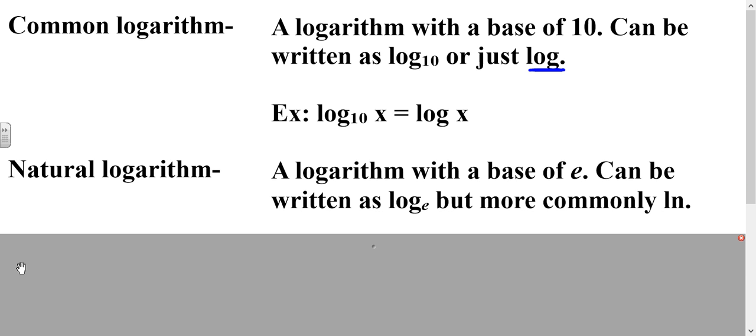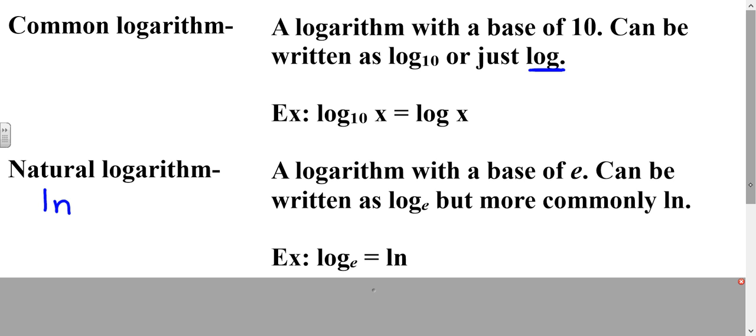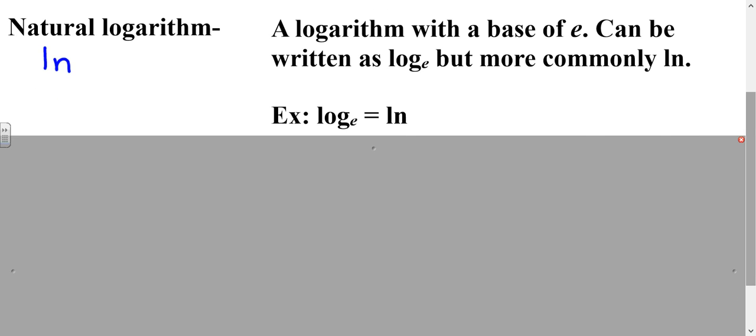Another kind of logarithm is called a natural logarithm, and that's written as ln, and you have that button on your calculator as well. And this is a logarithm that has a base of e, which is that Euler number that we've been working with. So if it has a base e, then it can be written as log base e, but usually it's written as natural log, which is ln. So log base e is the same as natural log.